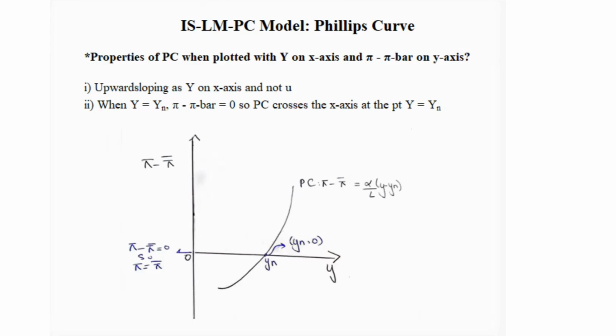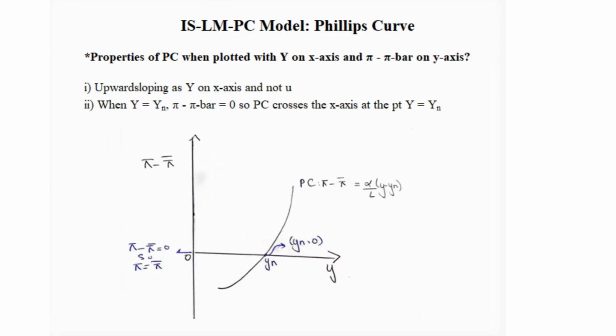We were looking at one of the components of the IS-LM-PC model, which was the Phillips curve. We first looked at how we can rewrite the equation of the Phillips curve in terms of output rather than unemployment, so that we can plot the Phillips curve with the IS-LM model, which has output on its x-axis. So we now want to look at the properties of the Phillips curve when we plot y on the x-axis and pi minus pi bar on the y-axis.